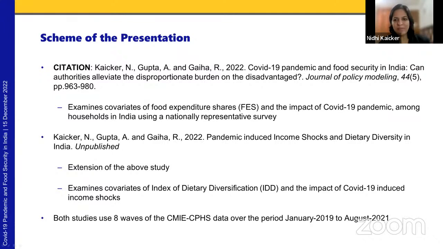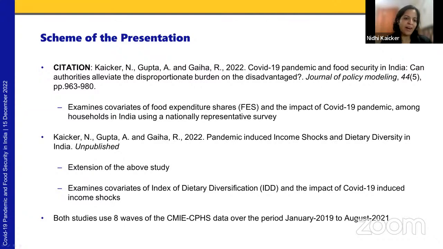And meanwhile, our team comprising Raghav Geha, Aashi Gupta, and I have worked on an extension of this paper. While the published version looks at covariates of food expenditure shares and the impact of COVID-19 induced shocks among households in India using the nationally representative CMIE CPHS, the second study looks at the composition of food, or in other words, dietary diversity of the household food consumption basket.